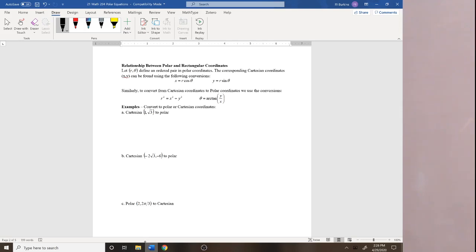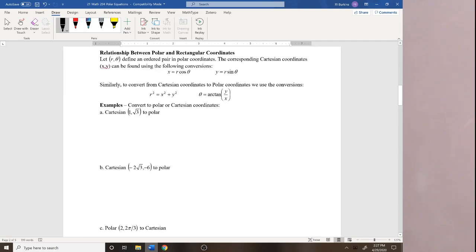Okay. As I said, this next part is converting from one to the other. So this asks us to convert to polar or Cartesian. If we start with a Cartesian, we have to convert to polar, and that set of equations is given right here.